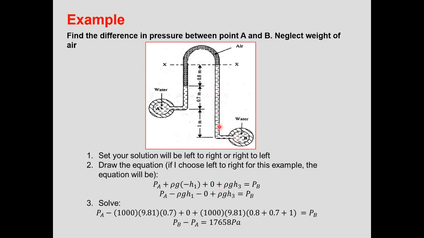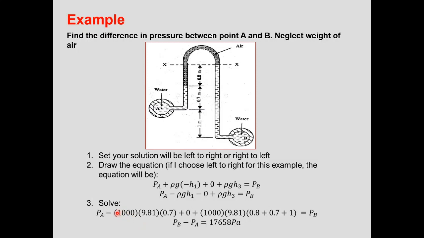plus rho g h3 for the third fluid. And then we see here that for the third fluid, the second location is lower than the first location, so it is positive. Okay, so now the equation becomes PA minus rho g h1 minus 0 plus rho g h3 equal to PB.